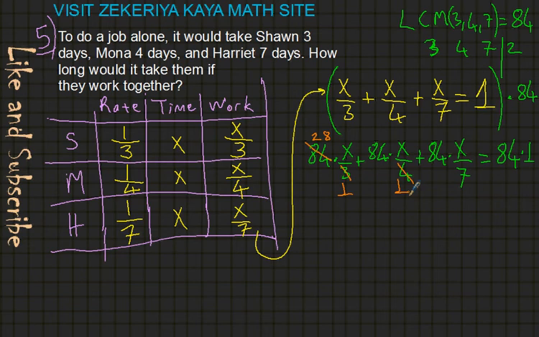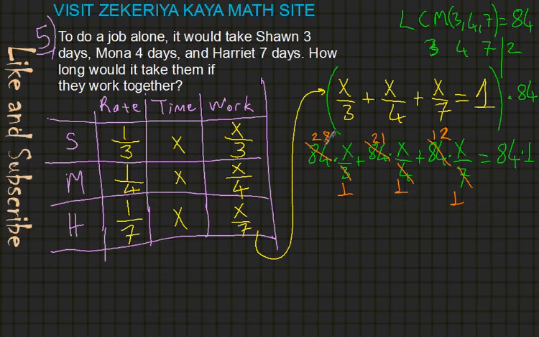Then 84 and 4 will simplify each other. 4 divided by 4 will be 1. 84 divided by 4: in 8, 2. In 4, 1. So 21. 84 and 7 will simplify each other. 7 divided by 7 will be 1. In 8, there is 1 times 7. From here, there will be 1. In 14, how many 7s? 2. So it will be 12. Look at that. I cancelled all the denominators. They are all 1 right now.